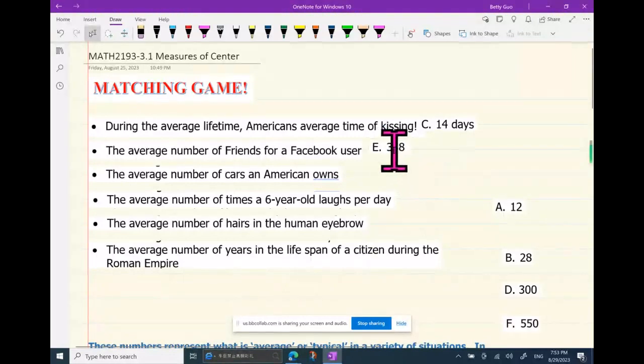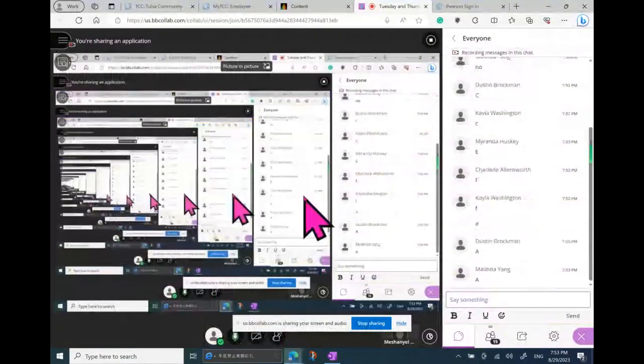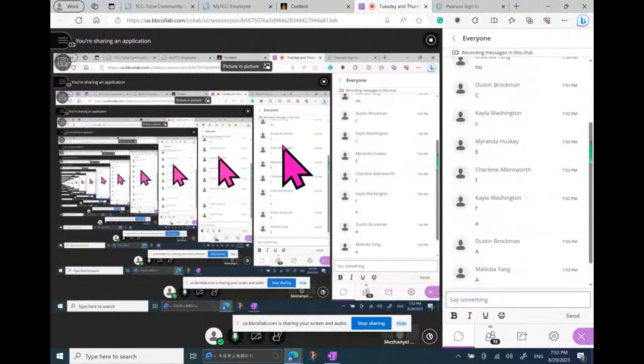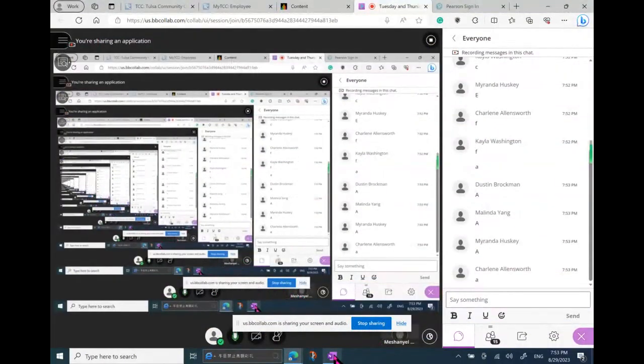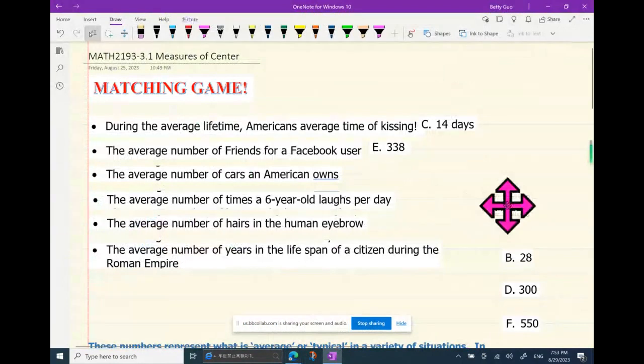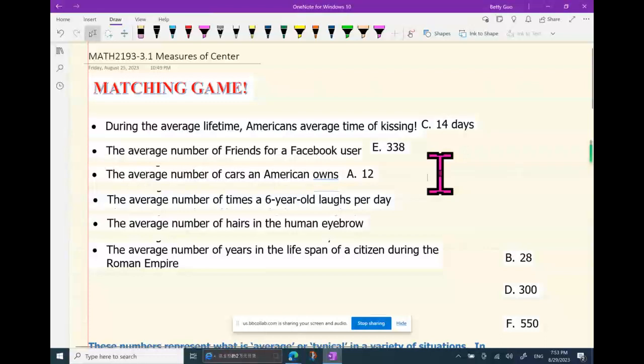You know what? This question is probably from 2021, a couple of years ago, so not very recent and not updated. Okay, the next one, the average number of cars an American owns in a lifetime. Many people choose A. Let's see what A is. That's correct, 12 cars. I only have 2 cars so far. I'm using my second car.